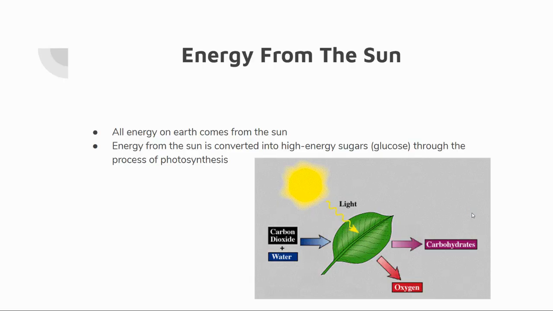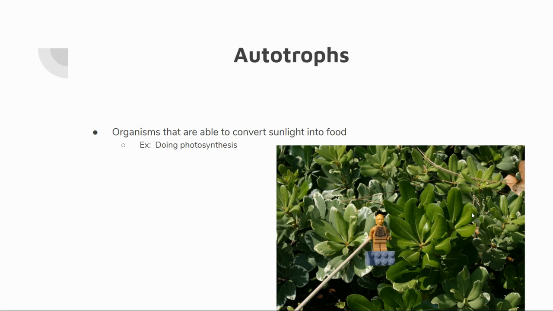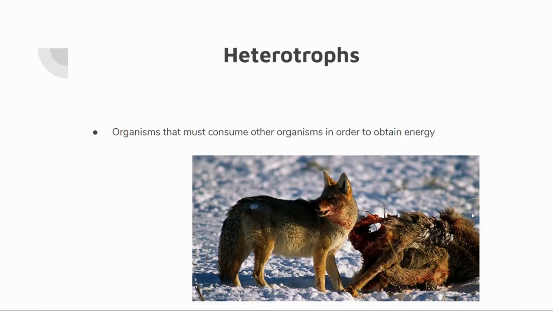So on Earth, all of the energy comes from the sun. The sun is the source of all energy that organisms use, and it all starts with autotrophs, or organisms that are able to produce their own food or capture that energy from sunlight and turn it into glucose molecules. So autotrophs are organisms that are able to convert the sunlight into food. We're talking about plants or some bacteria that can do this as well. And then heterotrophs are organisms that must consume other organisms in order to obtain energy.